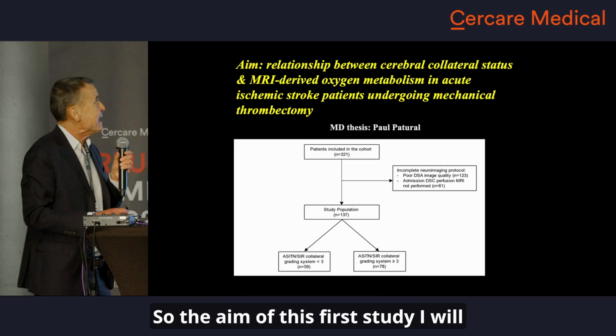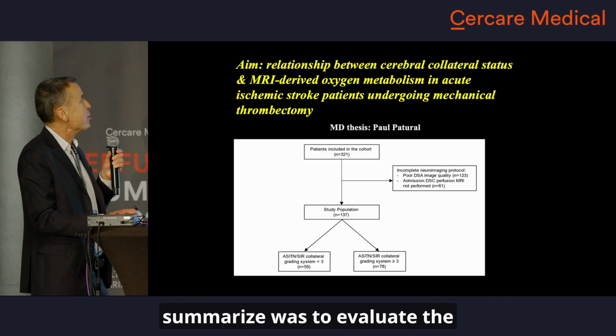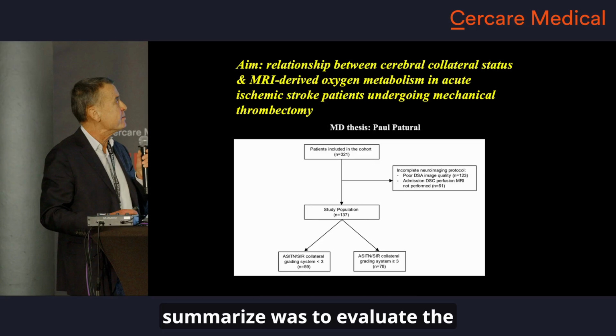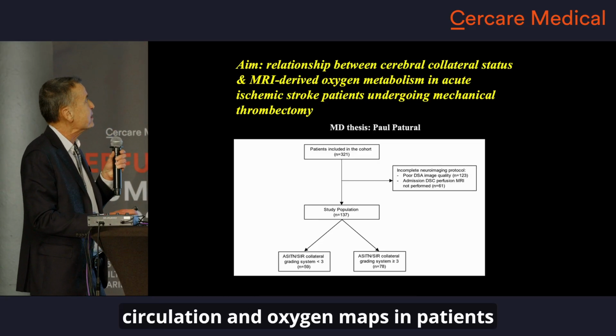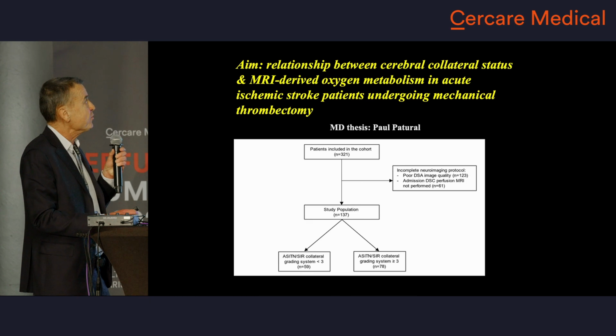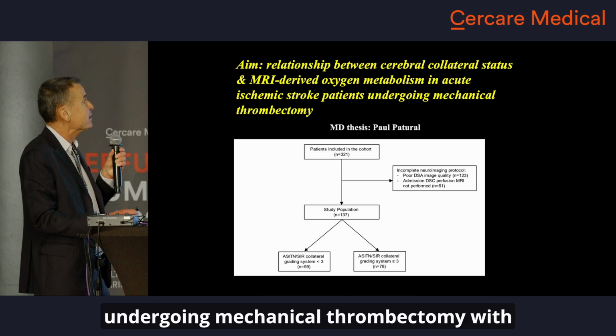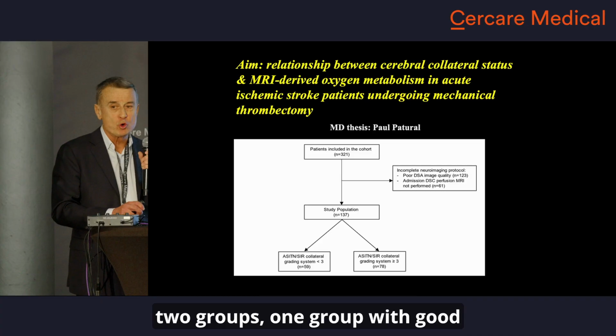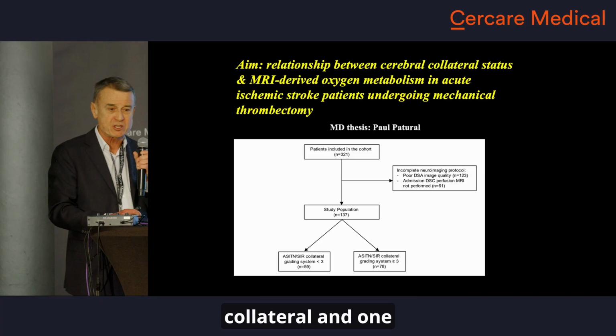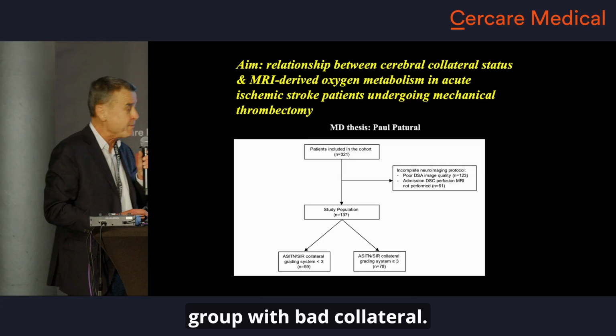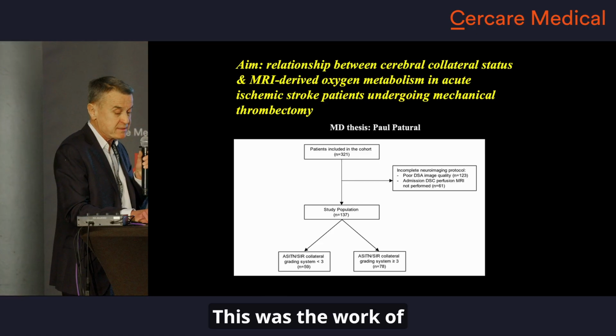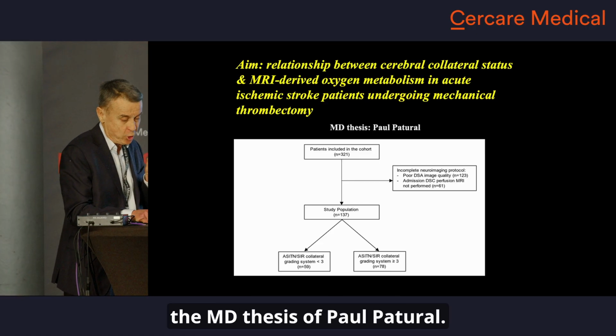So the aim of this first study, I will summarize, was to evaluate the relationship between collateral circulation and oxygen maps in patients undergoing mechanical thrombectomy, with two groups, one group with good collaterals and one group with bad collaterals. This was the work of the MD thesis of Paul Patural.